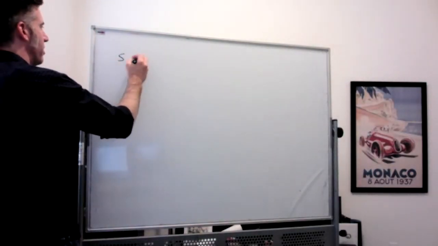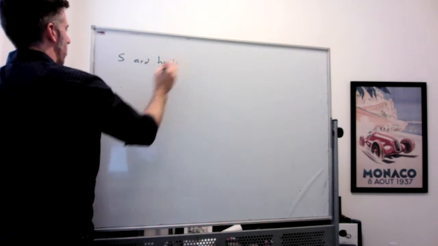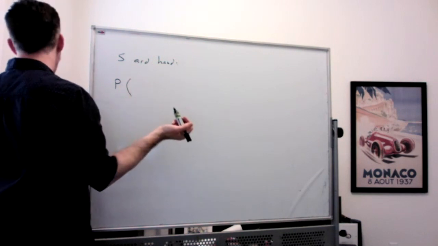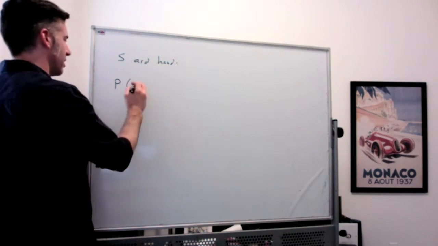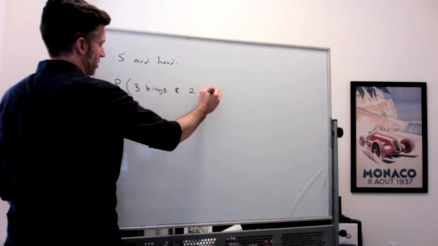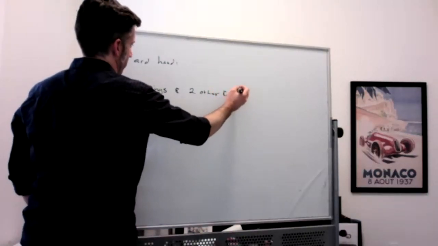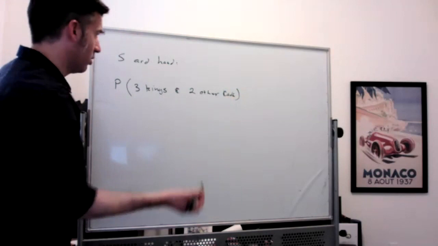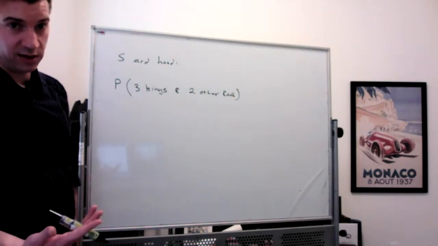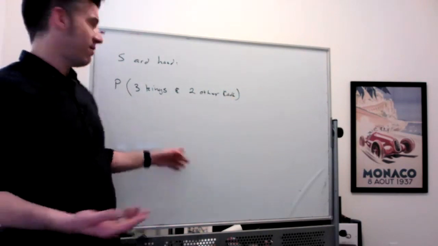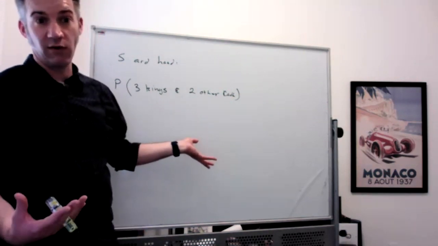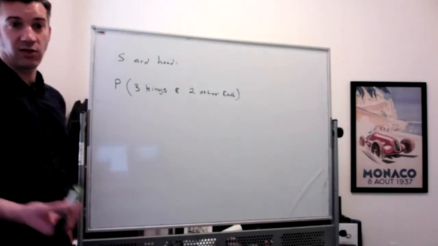You take a 5-card hand. What's the probability of getting 3 kings and exactly 2 other cards, meaning 2 other non-pair? So basically, the question I'm really asking is, what's the probability of getting a 3 of a kind with kings? To have a 3 of a kind in poker, you can't have a 4th king, because that would give you a 4 of a kind, and you can't have 2 other cards that are a pair, because that would give you a full house. So what's the probability of getting a 3 of a kind with kings?